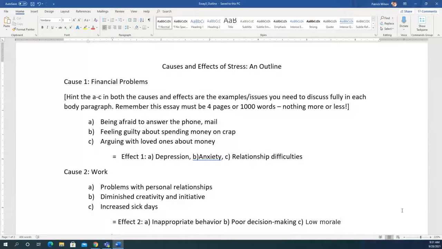If it's 600 words, guess what? You're short. You need to add some more. You need to add 400 more words.